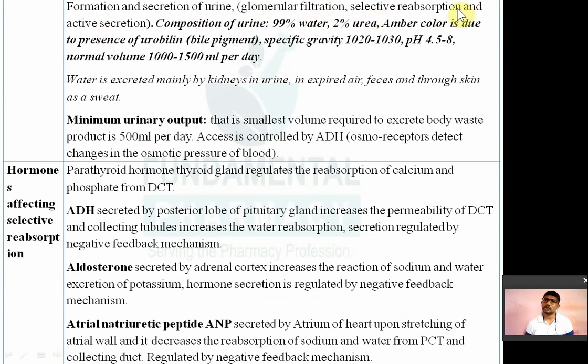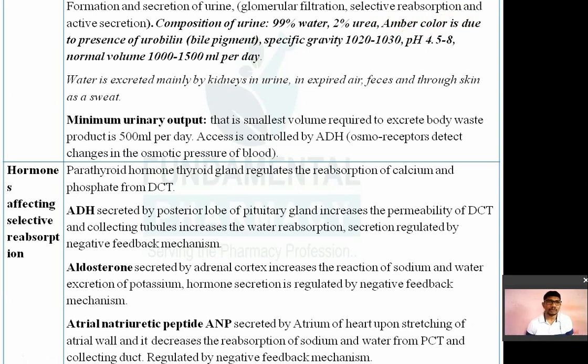So what do you mean by selective absorption? Selective absorption means, as I have told you, everything is filtered through the glomerulus. That means nutrition, sugar, vitamins, ions, and various electrolytes present in the blood are also filtered, and all these things are required by the body.